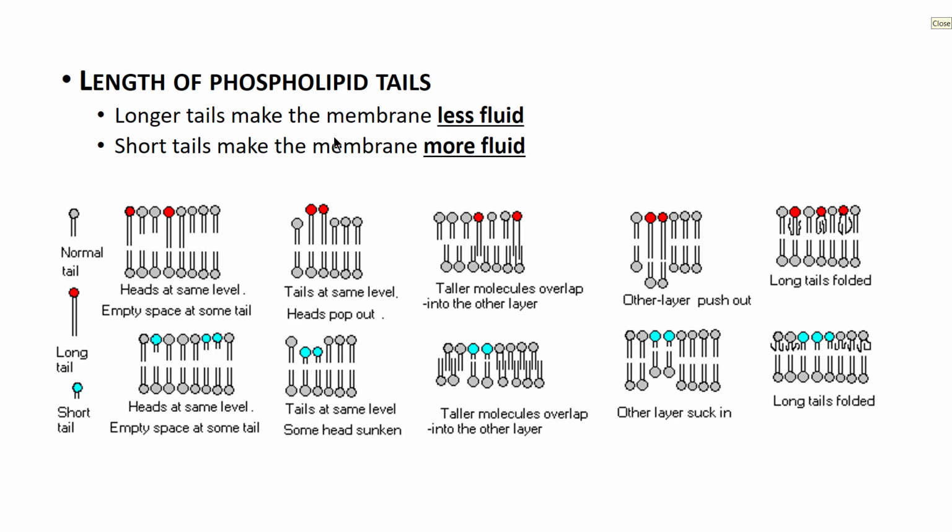Another distinction is the length of the tail. So there is a way to increase or decrease the length of that tail. Longer tails will generally cause the membrane to become less fluid. Shorter tails will tend to make that membrane more fluid and more capable of moving about. So those are some differences that do occur throughout life.